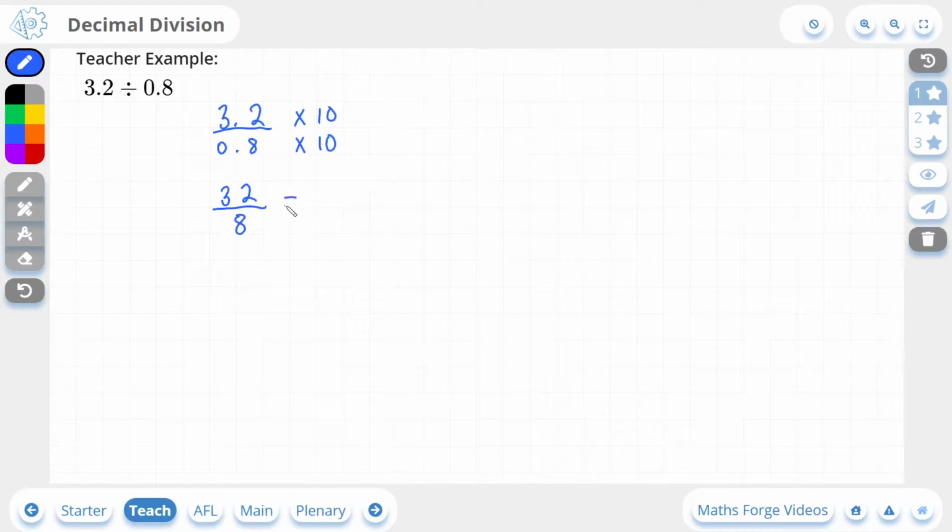So 32 divided by 8, if you know your 8 times tables, what can you multiply by 8 to get to 32? The answer is 4. 32 divided by 8 is 4. And this should be our final answer. And if we just check it out, there we go. So the key here is to take your division, write it out as a fraction, and ask yourself the question, what can I multiply the numerator and denominator by to get them both to be whole numbers? And in this case, it was times 10.